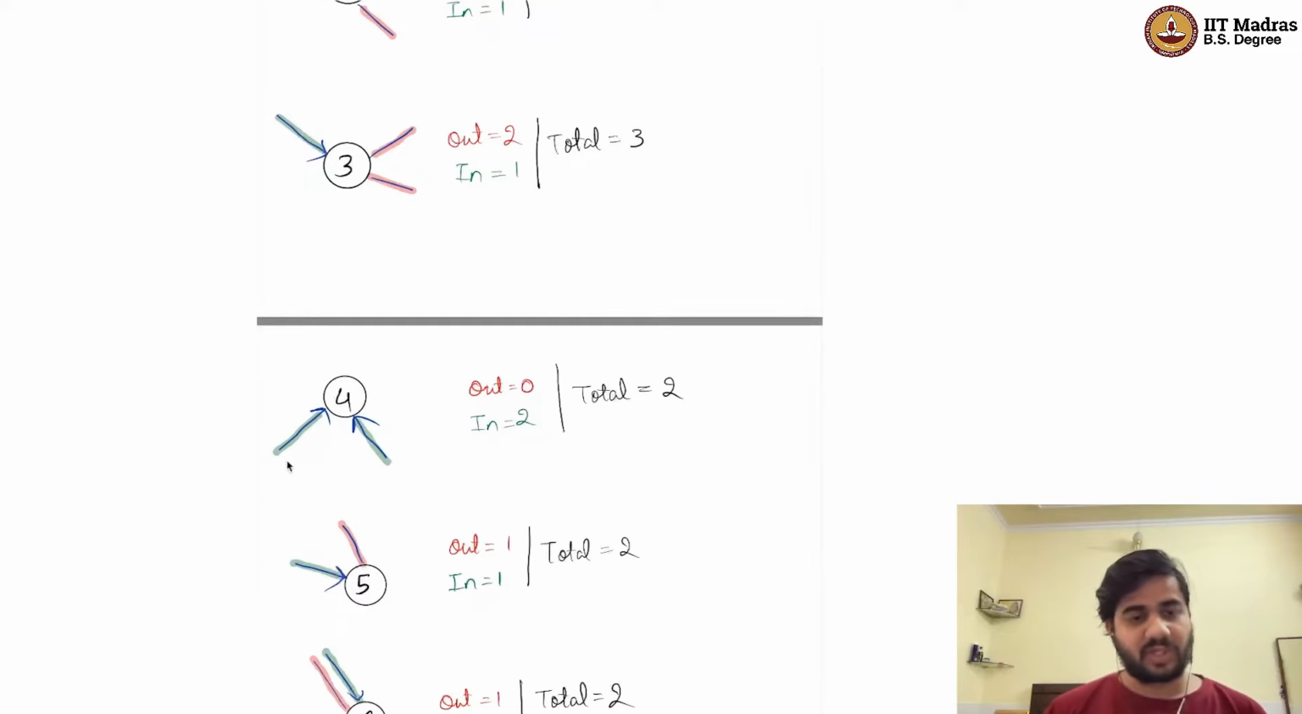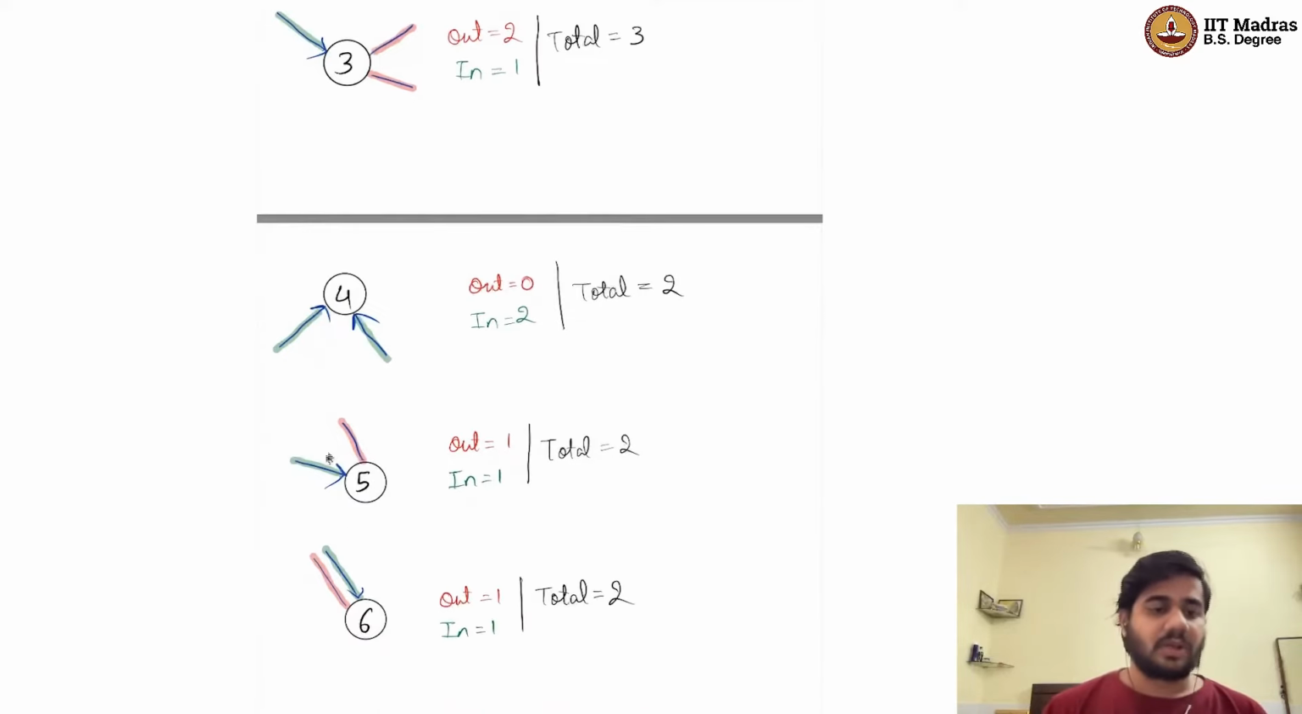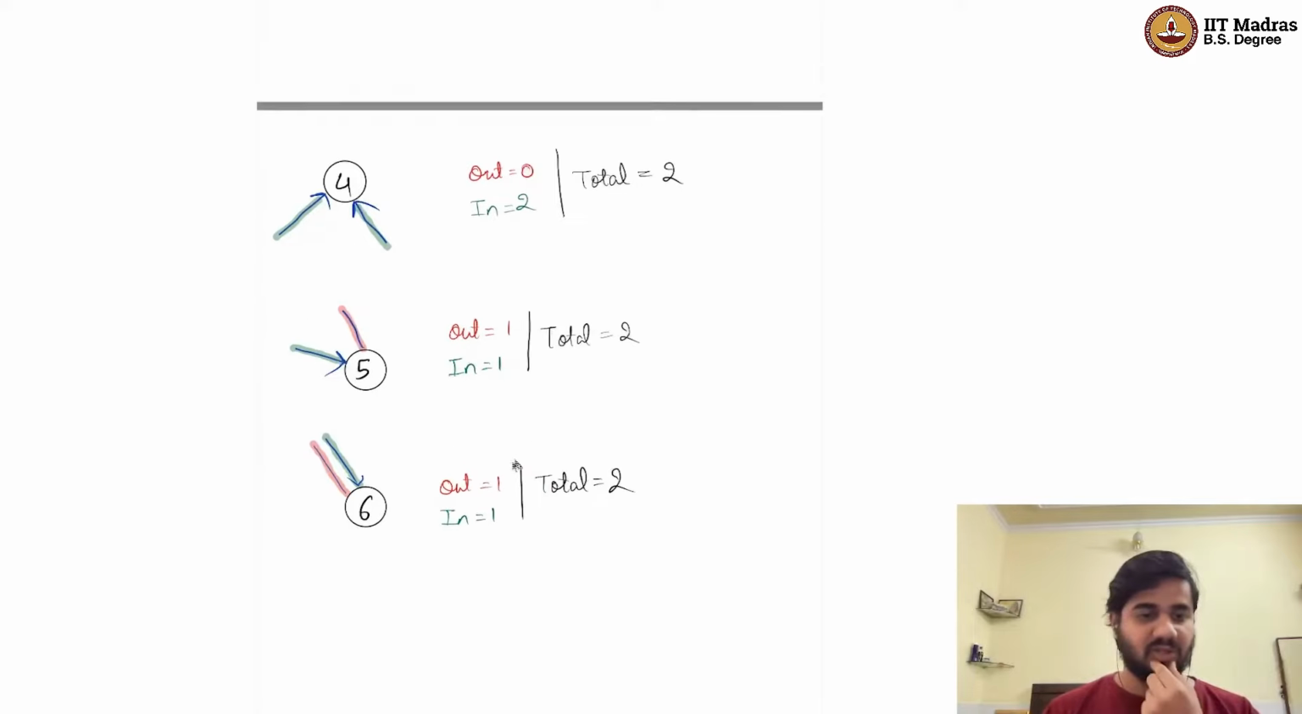On 4, there are only 2 incoming edges and no outgoing edges, you can see. So the out degree becomes 0 and in degree becomes 2. For 5, there is one in, one out, so 1 and 1 each. And then on 6 again, there is one outgoing and one incoming, so 1 and 1 each.